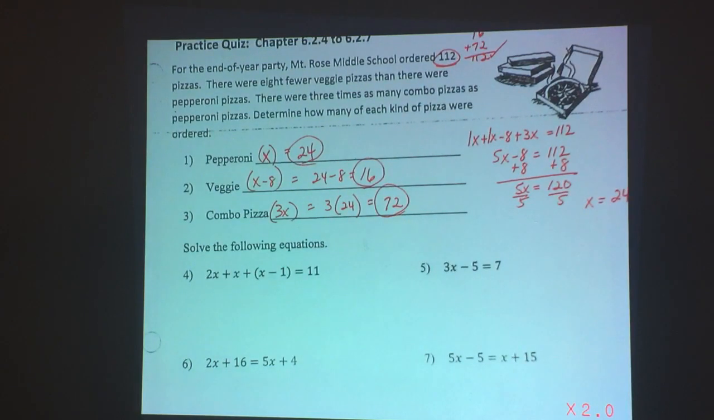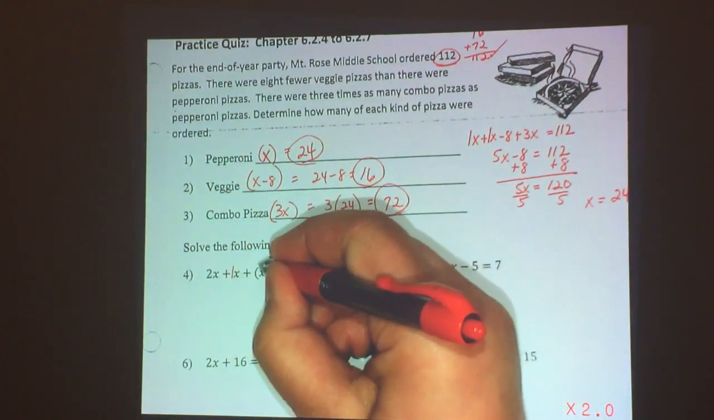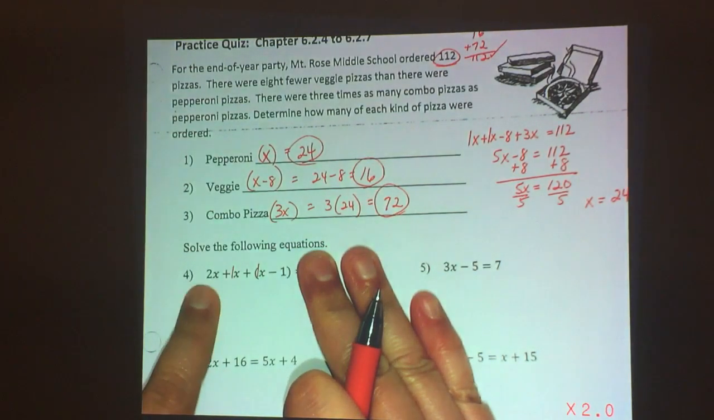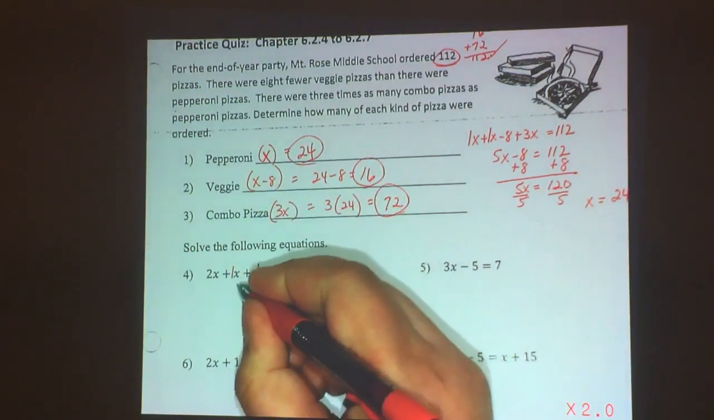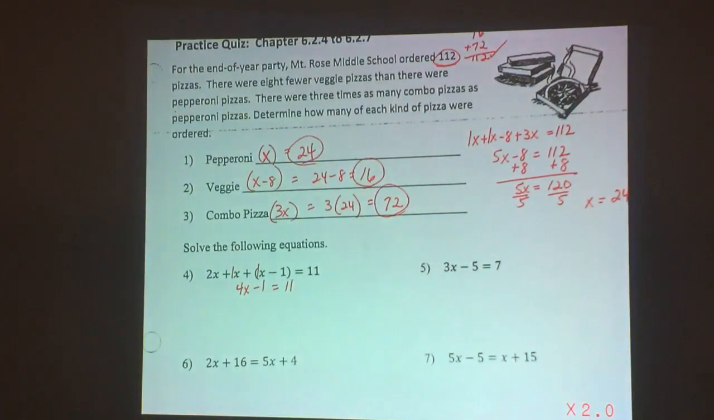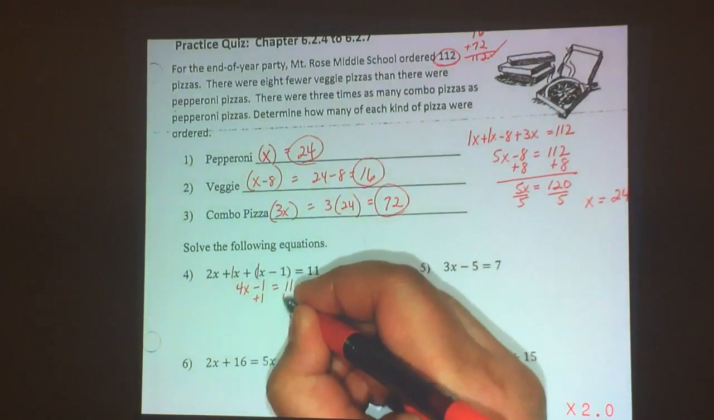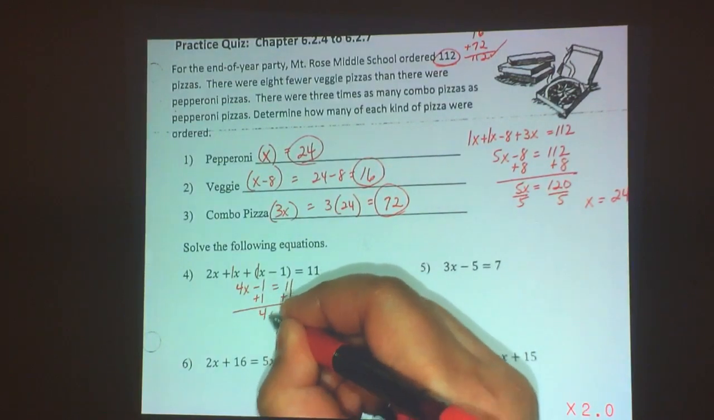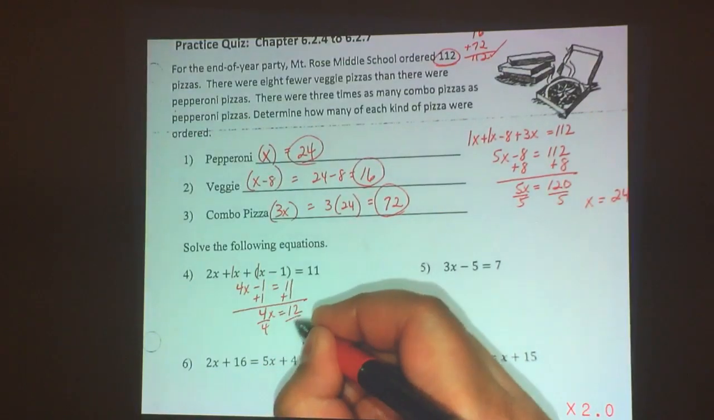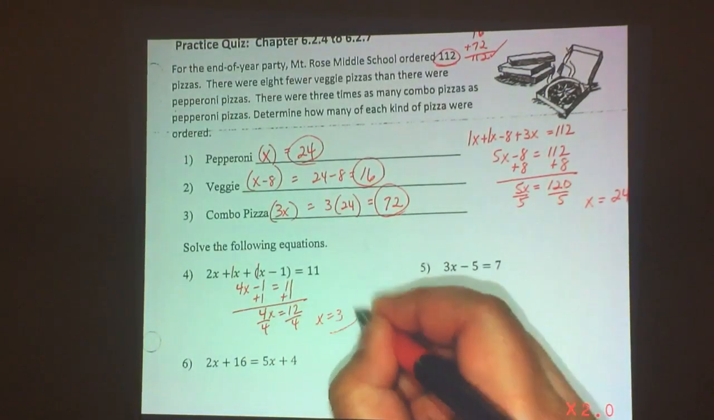Number 4, solve the following equations. All right. Let's put ones here. Okay, so I'm just going to look at the left-hand side. How many x's do you see? I see 2, 3, 4. So then we have 4x minus 1 equals 11. Team 6, what's my next step? They say I should add 1. I agree. 4x equals 12. What's my last step? Divide by 4. X equals 3. Circle.